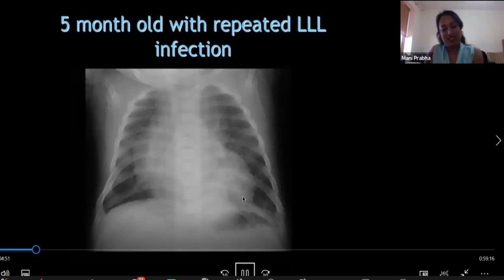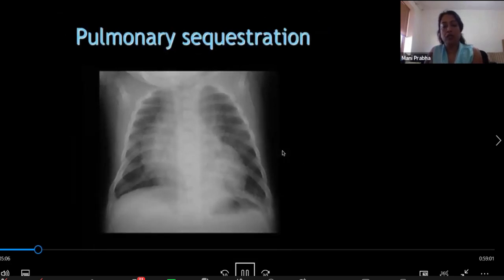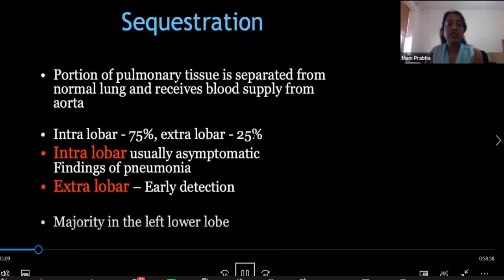So there is a retrocardiac opacity with obscured diaphragmatic outline, and with repeated lung infection, you have to consider sequestrated lung. So what is sequestration? Sequestration is a part of the lung which has systemic supply. So rather than the pulmonary artery supplying that part of the lung, the aorta directly supplies the sequestrated lung. It can be intralobar and extralobar. Intralobar is more frequently seen. Extralobar is less frequent, but is usually detected early because it is associated with other congenital anomalies.